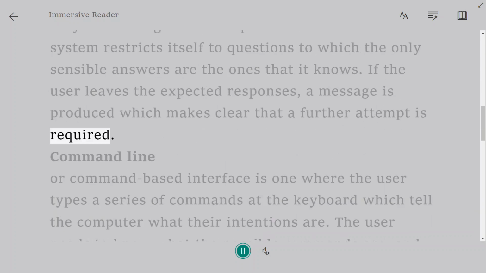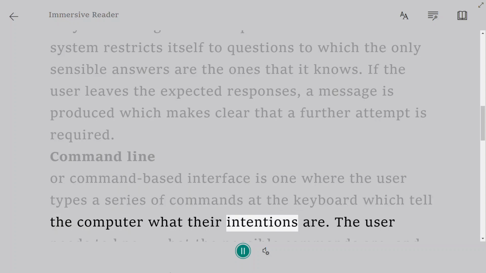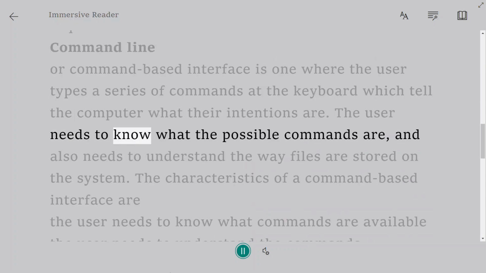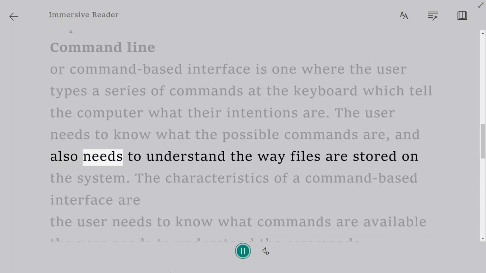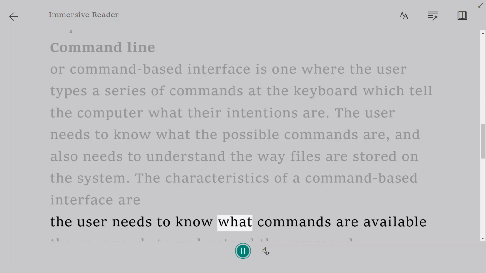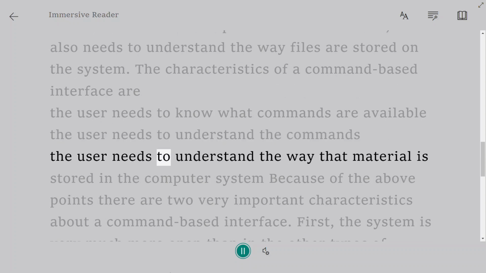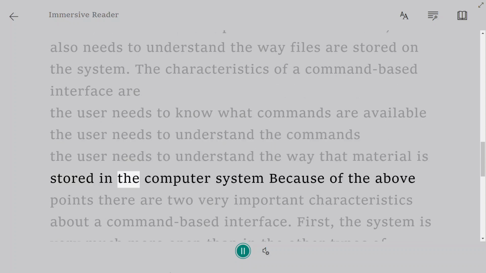Command line or command-based interface is one where the user types a series of commands at the keyboard which tell the computer what their intentions are. The user needs to know what the possible commands are, and also needs to understand the way files are stored on the system. The characteristics of a command-based interface are: the user needs to know what commands are available. The user needs to understand the commands. The user needs to understand the way that material is stored in the computer system.